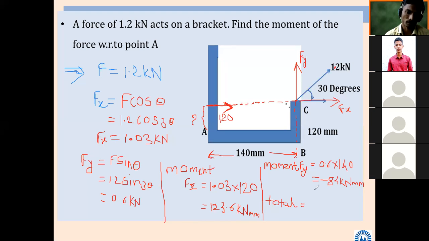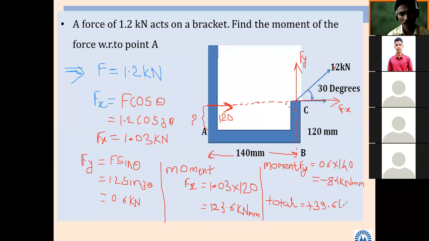39.6. Which is positive. What is the meaning of positive? Now the total moment is coming positive. What does it mean? It is clockwise direction. We cannot say direction; we say rotation is clockwise.